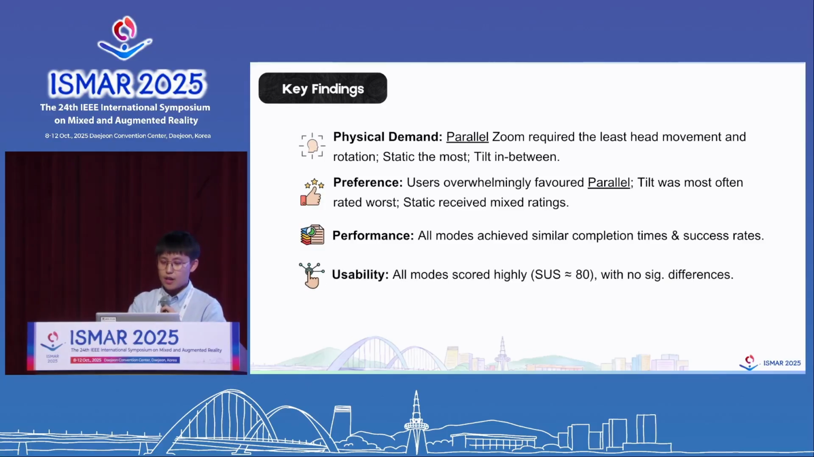And finally, in terms of usability, all those 3 modes scored very high on the SUS score, around 80 points, with no significant difference. So overall, while the performance and usability were largely similar, the parallel mode still stands out as the most effective and most preferred option.